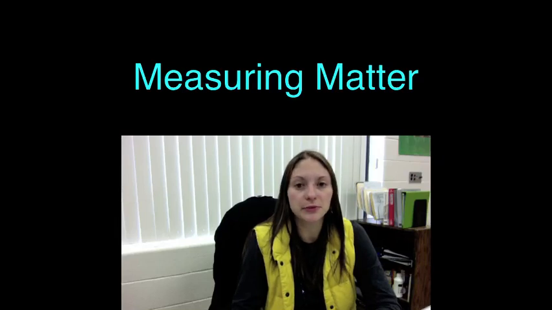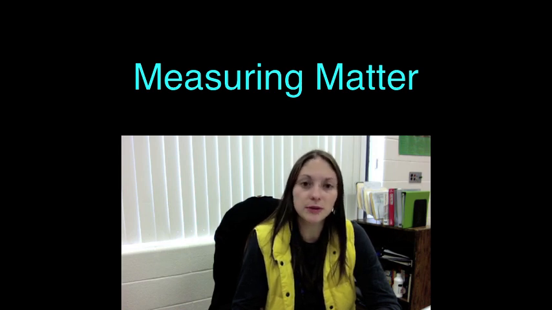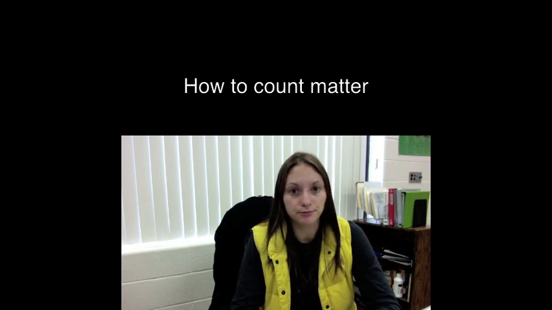So the last few chapters we spent talking about matter and how matter is divided into two different classes, a mixture and a pure substance, and then we talked about atoms and what's in the atom and how that makes up all of the matter. Now we're going to look at how you count matter.